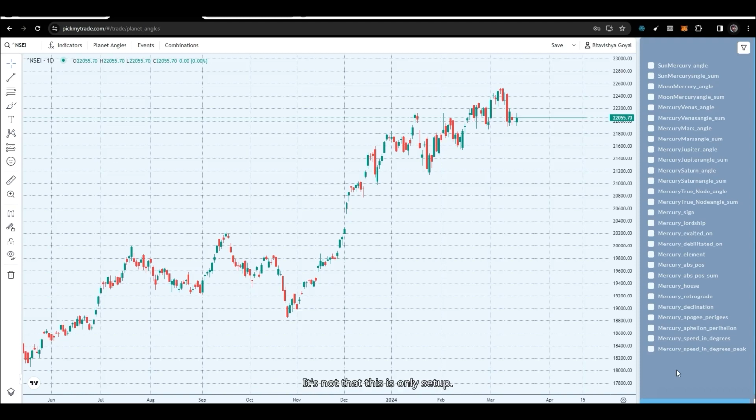It's not that this is the only setup. You also go and try something on the tool and you will also get some setups. So let's start now.